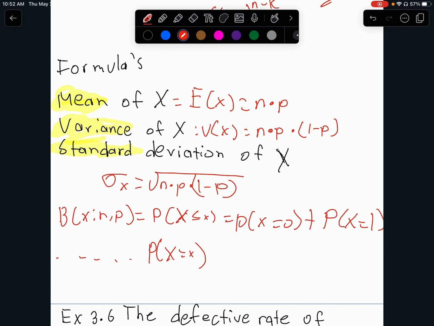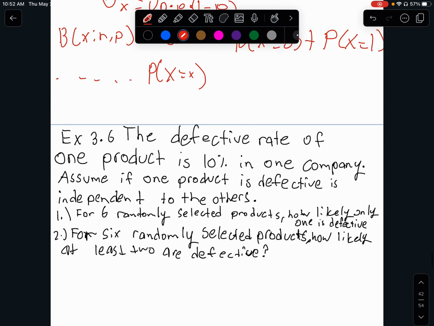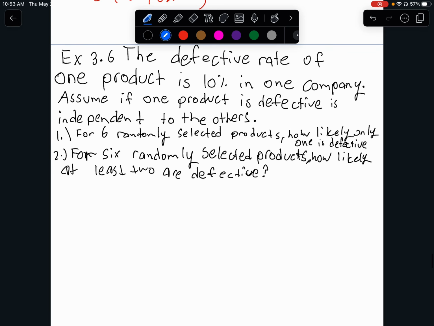So an exercise we have below: the defective rate of one product is 10% in one company. Assume each product being defective is independent of the others. For 6 randomly selected products, how likely is it that only one is defective? And for the second one, for 6 randomly selected products, how likely is it that at least 2 are defective? We're going to go through the first one first.